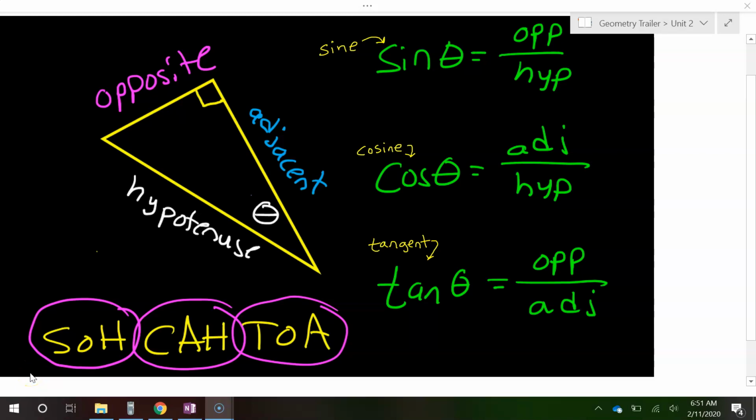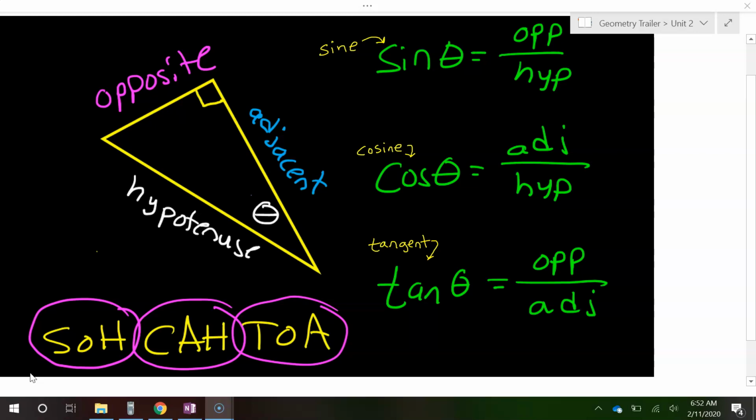In this video, I will show you how to find missing sides and angles of a right triangle using sine, cosine, and tangent. First, you have to be able to identify which sides are opposite, adjacent, and hypotenuse of the right triangle. The hypotenuse is first. It is always across from the 90-degree angle.